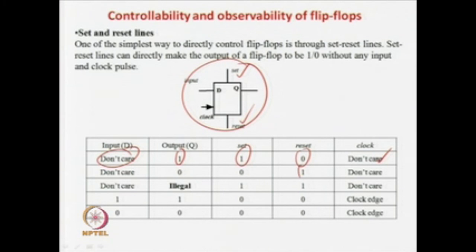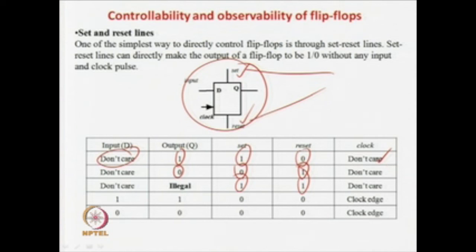Now, if you make the reset as 1 and set as 0, then what is going to happen? You will directly get the output of the flip flop as 0. You did not apply clock and all those things. So, somehow if you can control the set and reset lines externally, then you can directly set the secondary inputs as you require. And 1 for both set and reset is not allowed because it is an illegal condition.